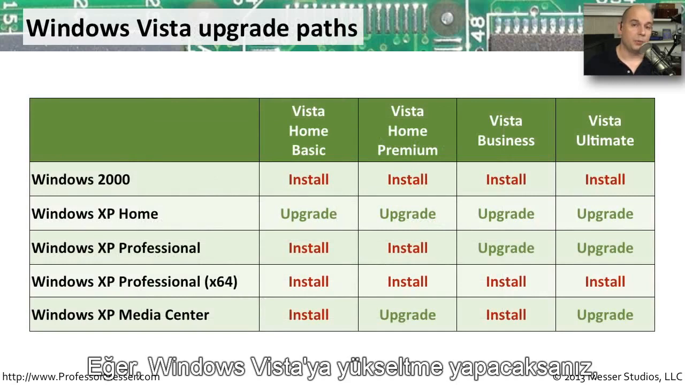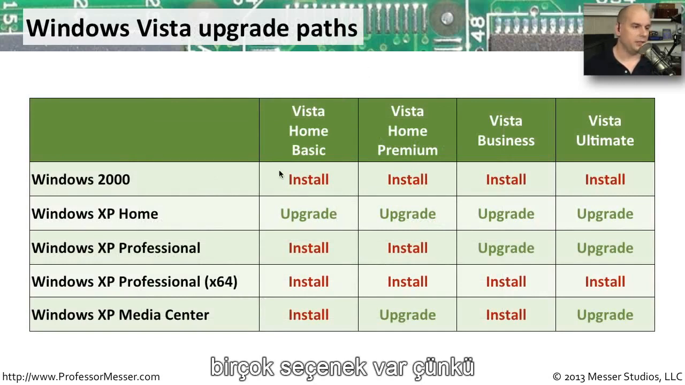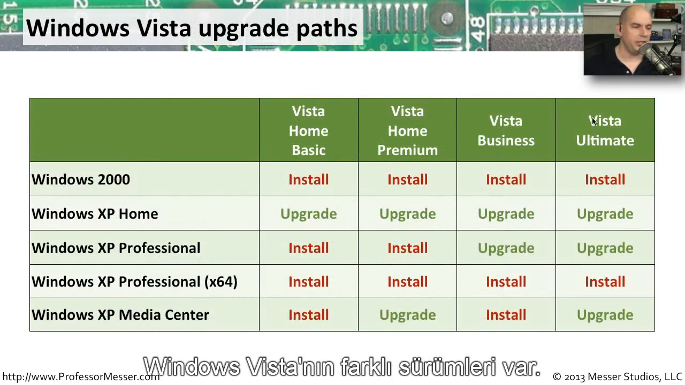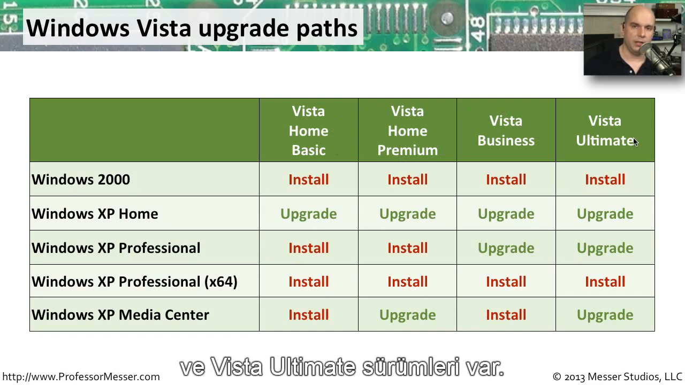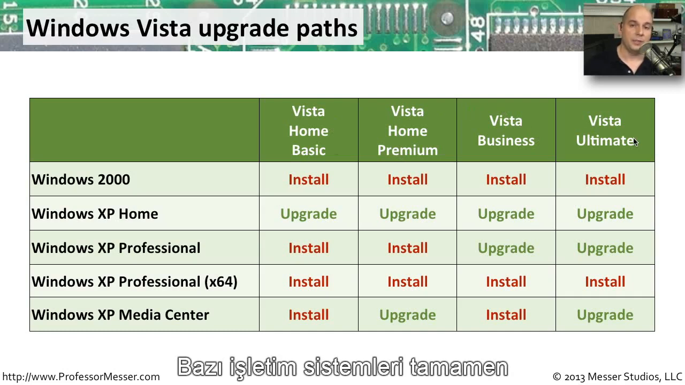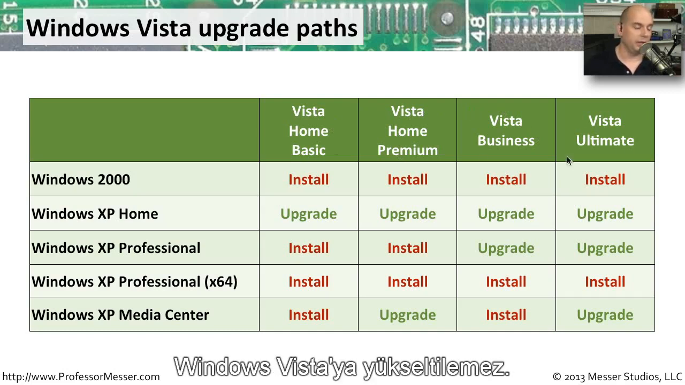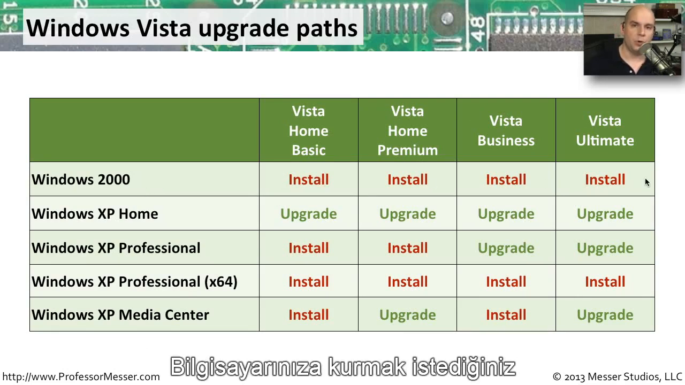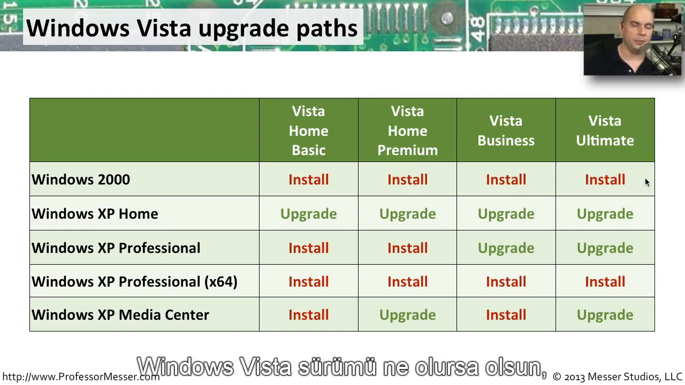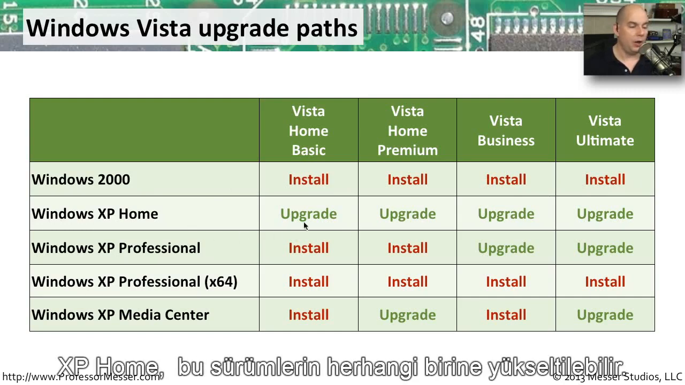When you start looking at upgrading to Windows Vista, there are a lot of other options available because there are different Windows Vista editions. There's a Vista Home Basic and Home Premium, Vista Business, and Vista Ultimate. Some operating systems can't be upgraded at all to Windows Vista. For example, Windows 2000 can't be upgraded. You must perform a clean install regardless of the edition of Windows Vista that you'd like to put onto your computer. XP Home can be upgraded to any of those editions.